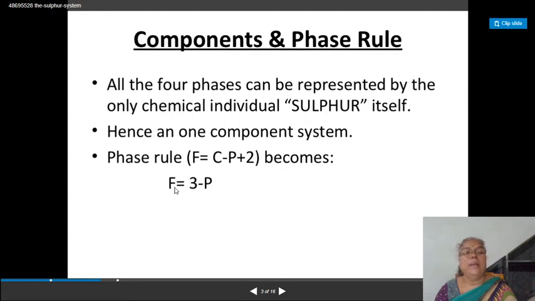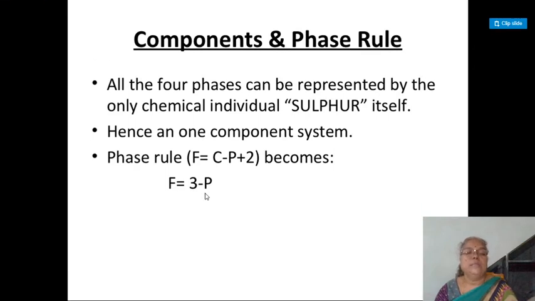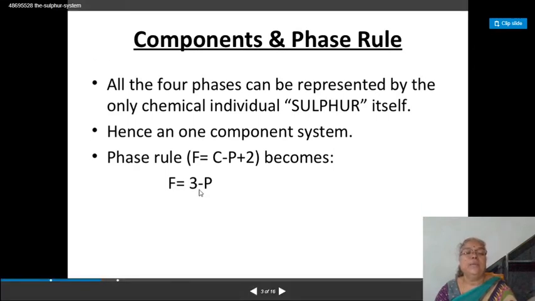Here we have F equals 3 minus P. That means we can find the degree of freedom by putting the value of C as 1 for one component. Here P means number of phases and this 2 is the two variables. That means 2 plus 1 becomes equal to 3, and 3 minus the number of phases, we can put here as 1, 2, 3, 4. We can have the degree of freedom. This is the simple formula which is used in the determination of degrees of freedom in case of the one component system. By using this formula, F equals 3 minus P, we can find the degrees of freedom.